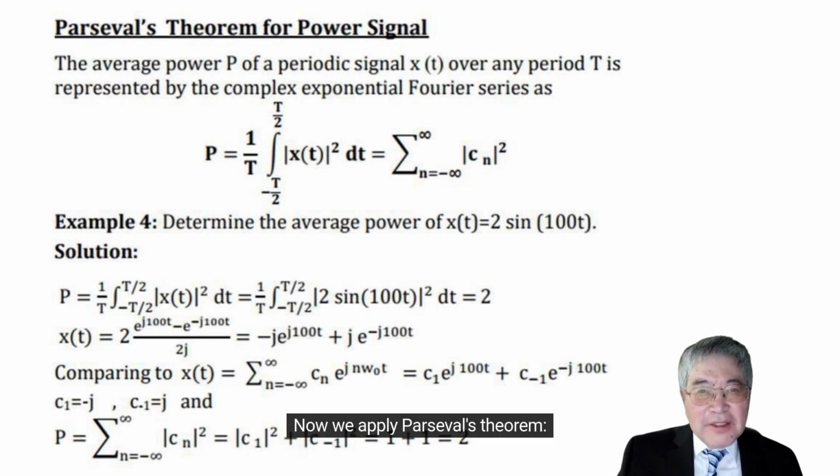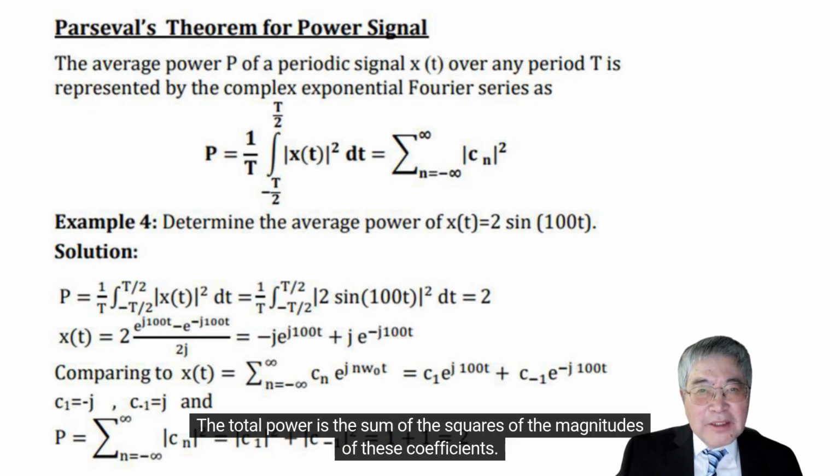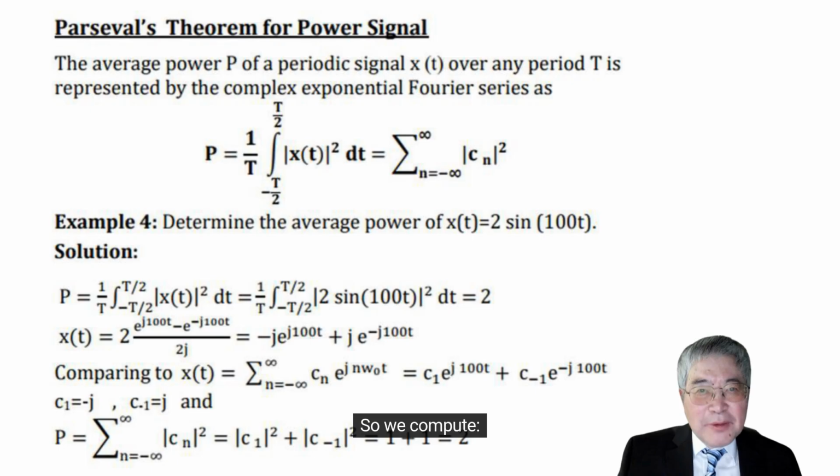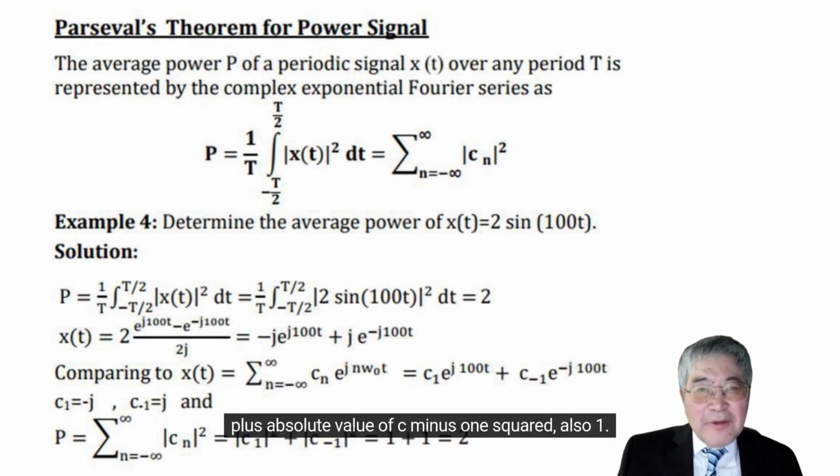Now we apply Parseval's theorem. The total power is the sum of the squares of the magnitudes of these coefficients. So we compute the absolute value of C1 squared, which is 1, plus the absolute value of C minus 1 squared, also 1. Adding them gives us 2, the same result we got in the time domain.